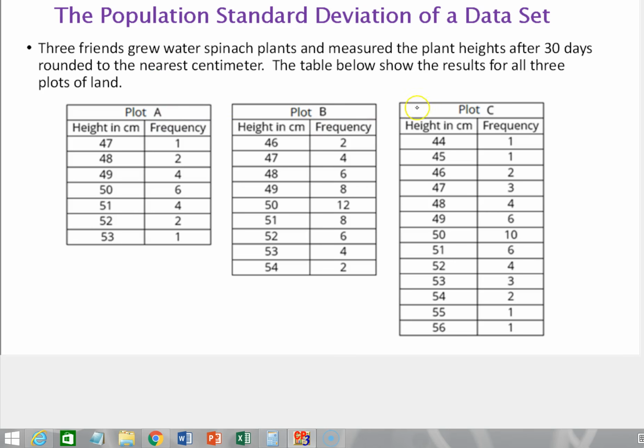So notice we have 3 different plots. The left column is the height in centimeters, rounded to the nearest centimeter, so these are whole numbers. And these are the number of plants that measured that height. So there were 2 plants in plot A that measured 48 centimeters, and similarly for plot B and C.